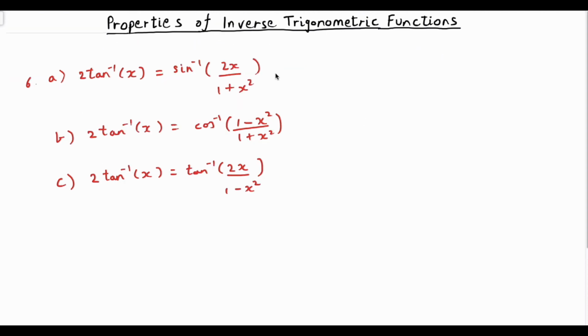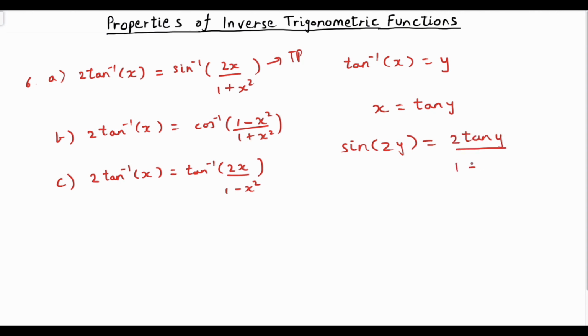So this is the next set of formulas. To prove the first one, look at the LHS and the RHS. It has a tan inverse term and a sine inverse term. So you must use a trigonometric formula that involves sine and tan. Assuming tan inverse x as an angle, take tan inverse x is equal to y. So x equals tan y. Now if I take the sine of 2y, I can write it as 2 tan y upon 1 plus tan square y.